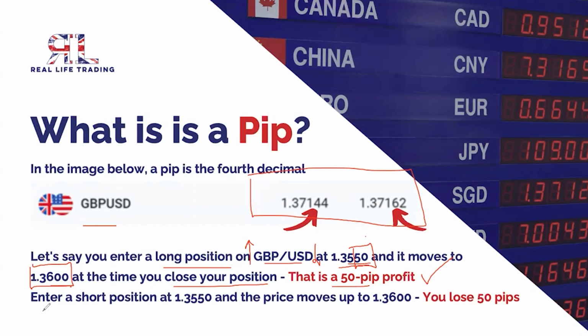But what happens if we short that position? Well, it's the exact same. So with the same price, we're looking at this price here, which is 1.3550, but we've gone short. The price still moves up to the same price as 1.3600. So we lose 50 pips.